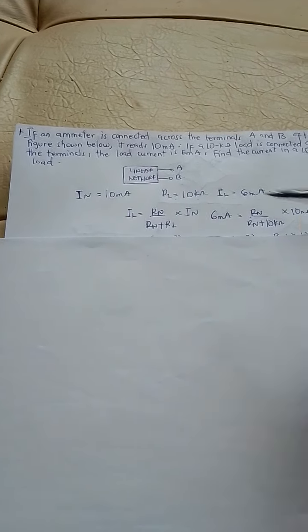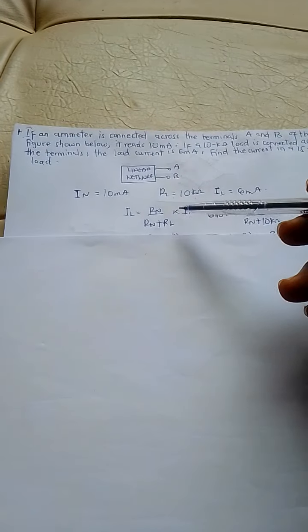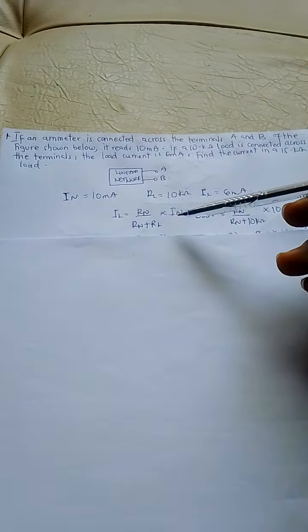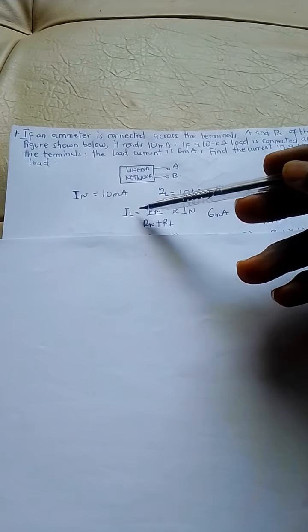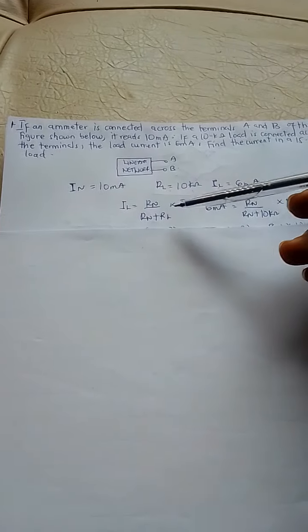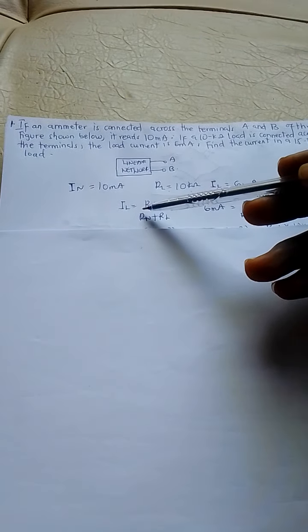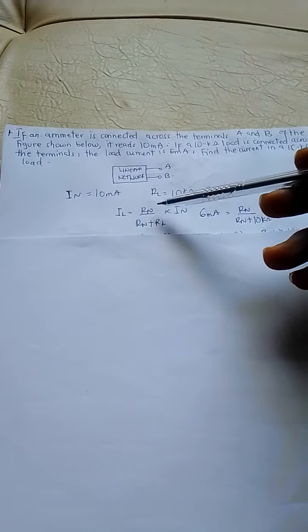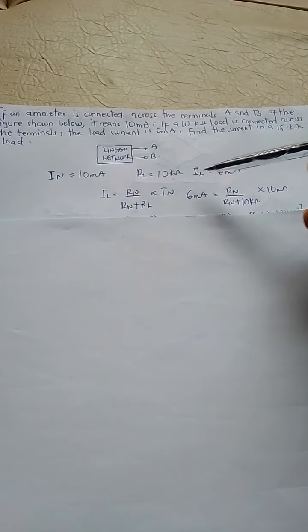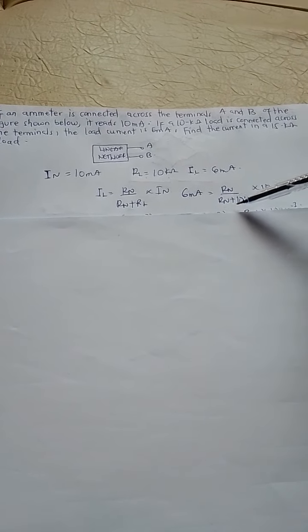So we know that from Norton's theorem, the Norton's resistance is always in parallel with the Norton's current as well as the load resistor. So we use current division to find the current through the load resistor. That is, IL will be equal to Rn over Rn plus RL times the Norton's current. So from our scenario, our IL, 6 milliamperes, should be equal to Rn over Rn plus 10 kilo ohms, multiplying the Norton's current, 10 milliamperes.